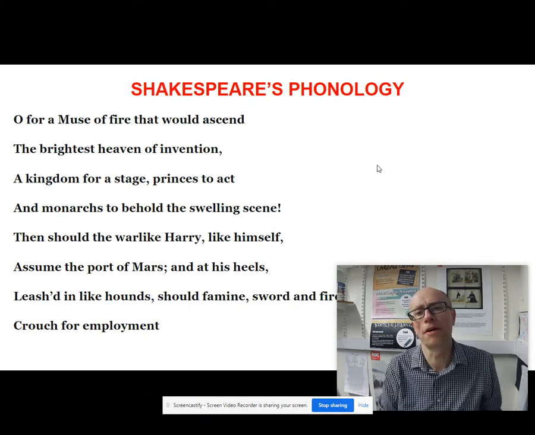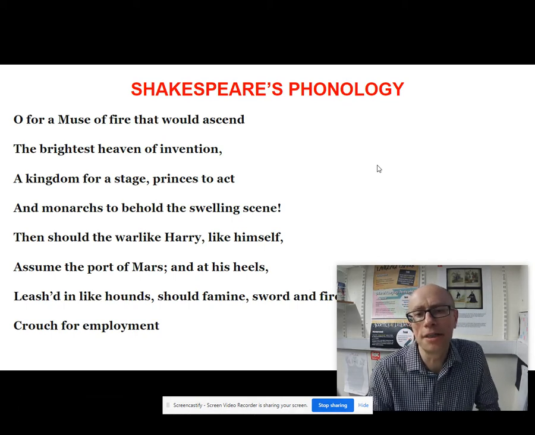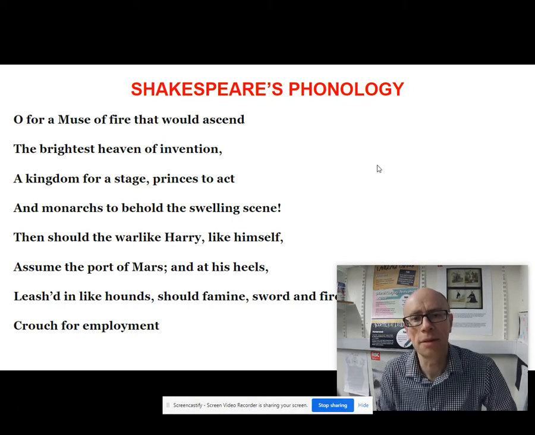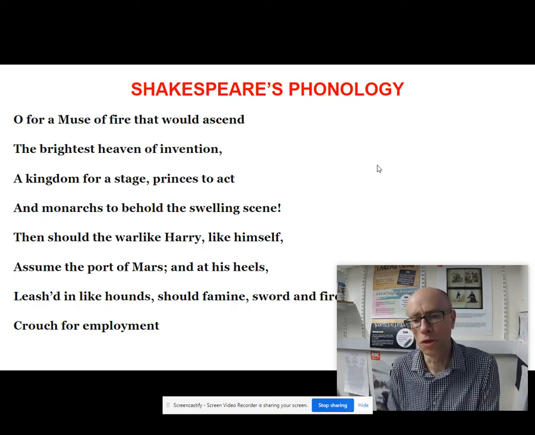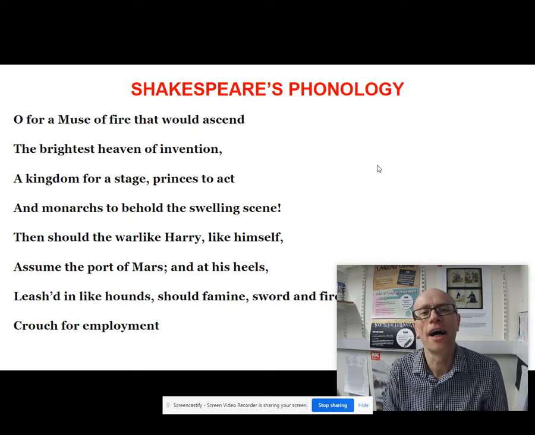Oh, for a muse of fire that would ascend the brightest heaven of invention, a kingdom for a stage, princes to act, and monarchs to behold the swelling Seine. Then should the warlike Harry, like himself, assume the part of Mars, and at his heels, leashed in like hounds, should famine, sword, and fire crouch for employment.